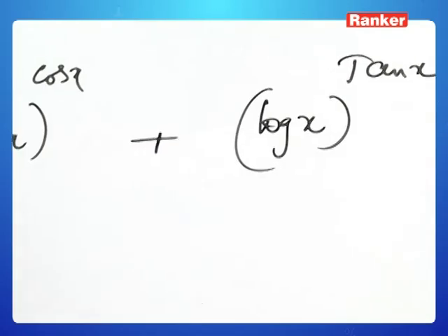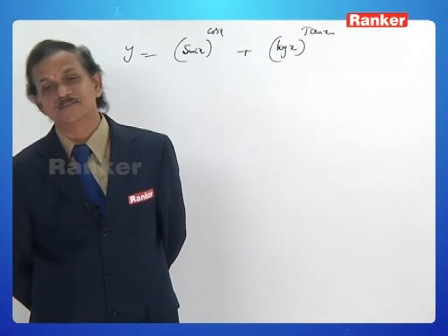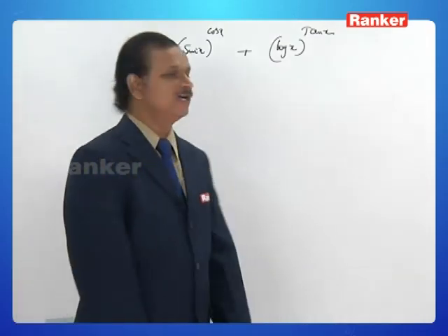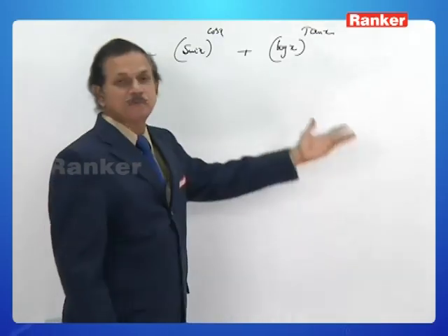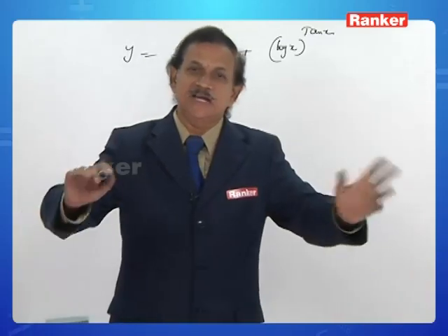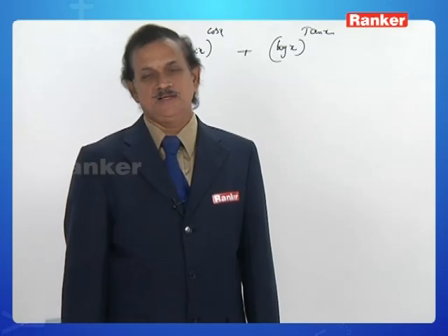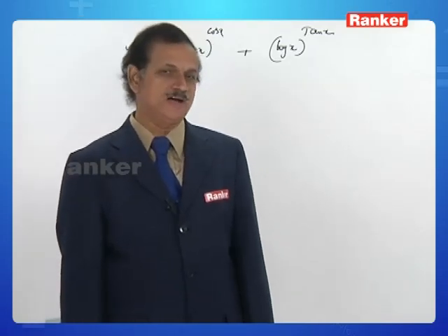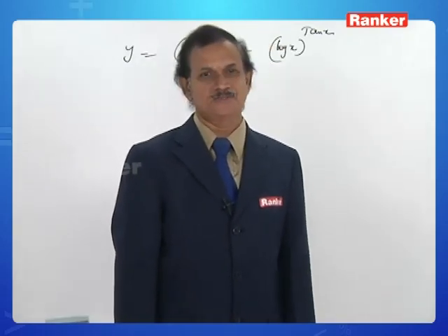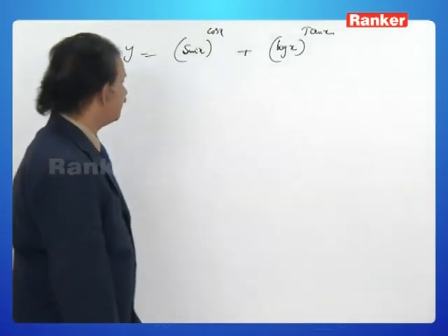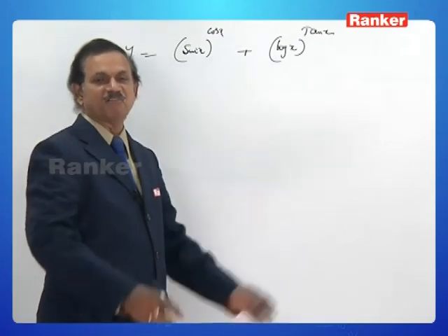Can you apply logarithms directly to this y? Simply not. Why? Because it is a sum of two functions. Log of f of x plus g of x can never be simplified. It lies and dies like that. If at all, it looks like f of x into g of x, log of f of x into g of x can be taken as log of f of x plus log of g of x. So it's not possible. So you have to separately consider this as u, this as v, and differentiate.